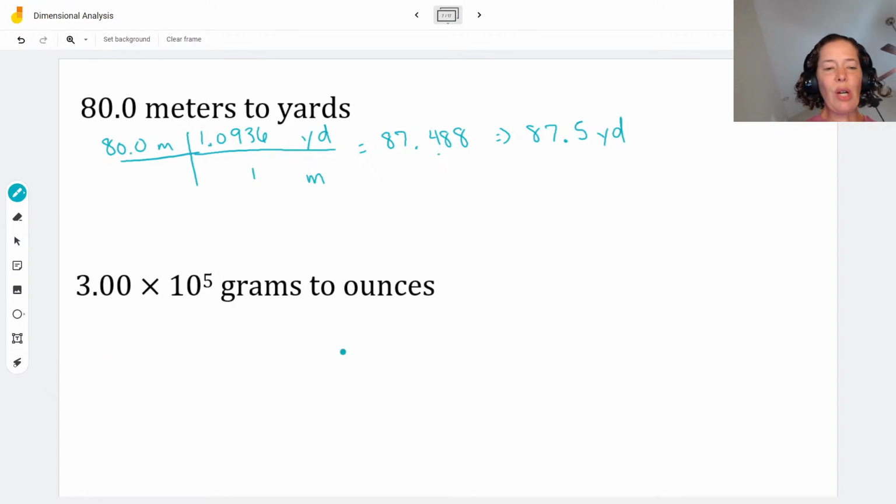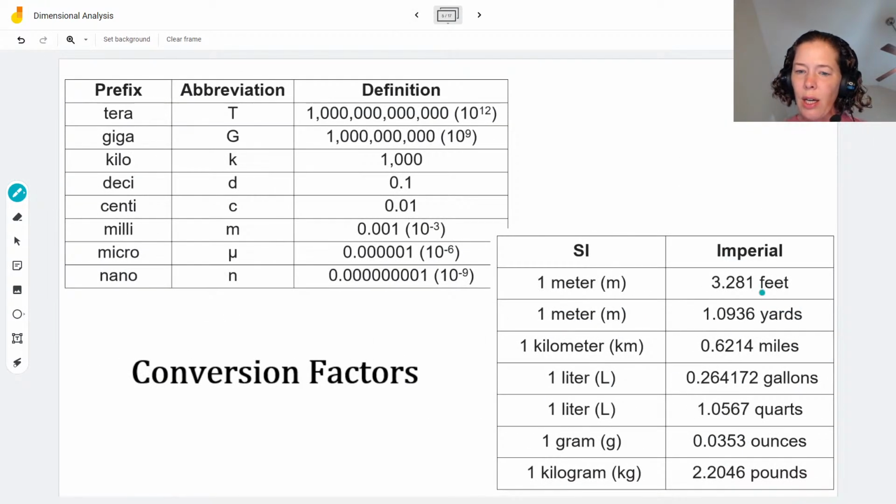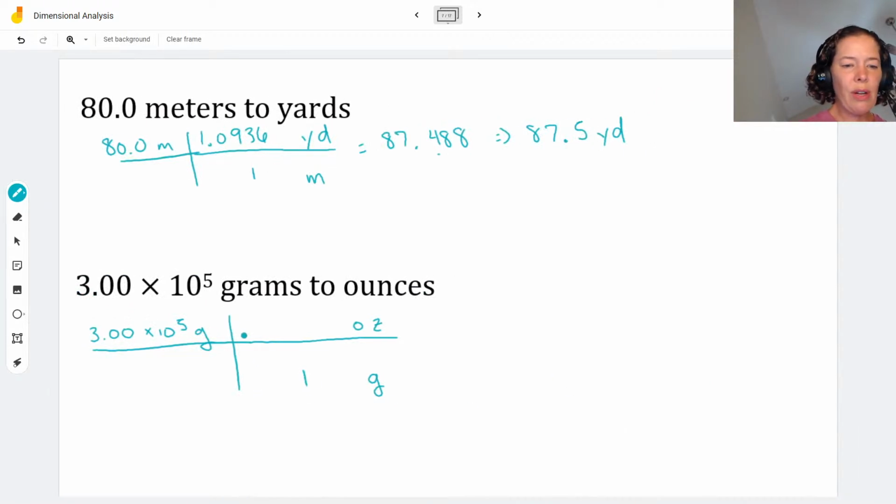Okay, on to our last kind of simple one here. We're going to throw in a little bit of scientific notation. Grams, and we are going to go to ounces. So I want my grams to cancel, and I'm going to ounces here. Let's find our conversion factor. Here we go. Grams and ounces. So let's put that in. For every 1 gram, we have 0.0353 ounces. And let's just write down what our answer is.